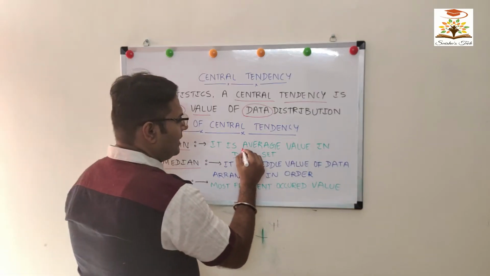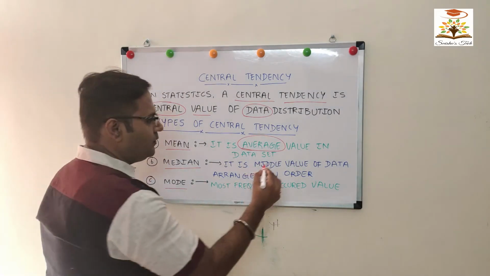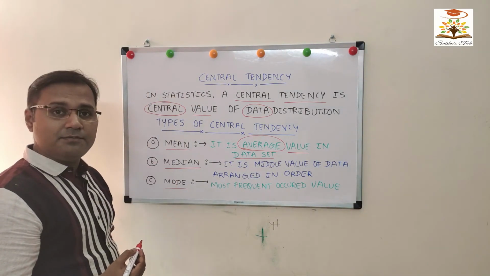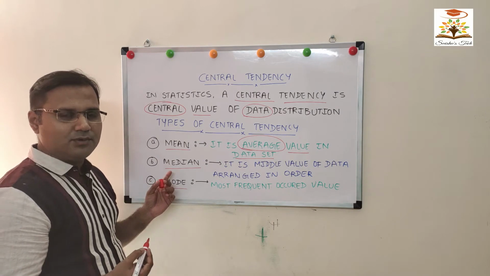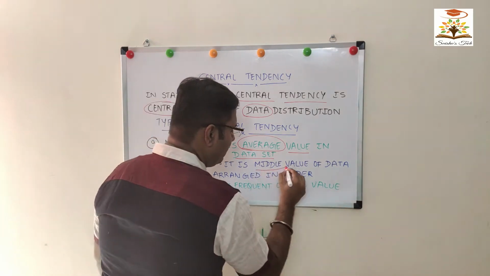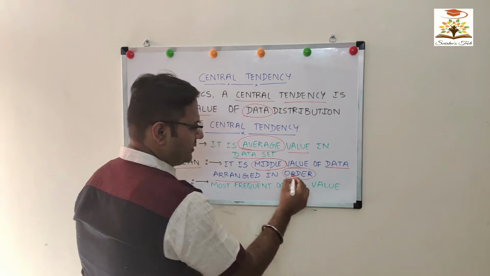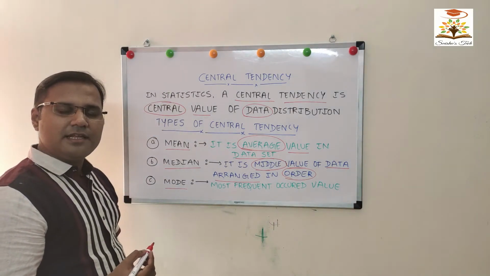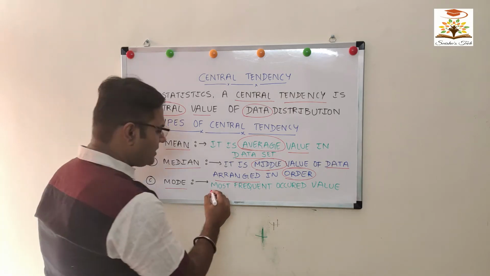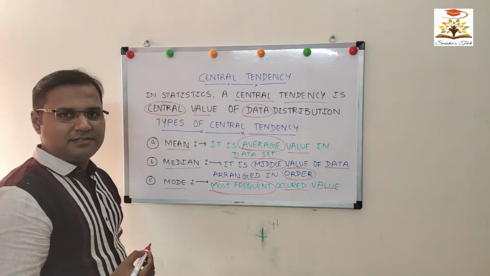Mean. In simple terms, mean means the average value of the data set. There are many types of mean. We will understand them in the due course of the video. Similarly, median. Median is the middle value of the data arranged in some order. This order might be in ascending order or in descending order. Mode. Mode is the most frequently occurring value in the data set.